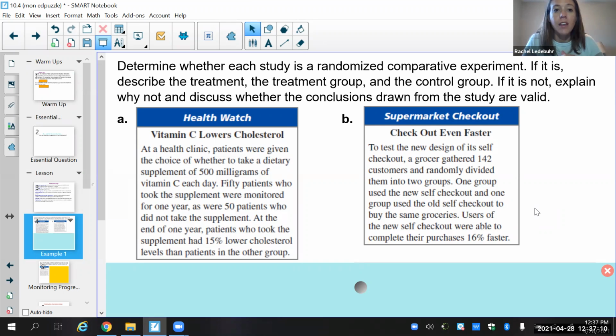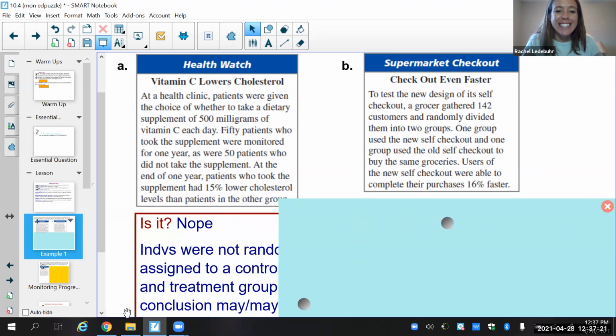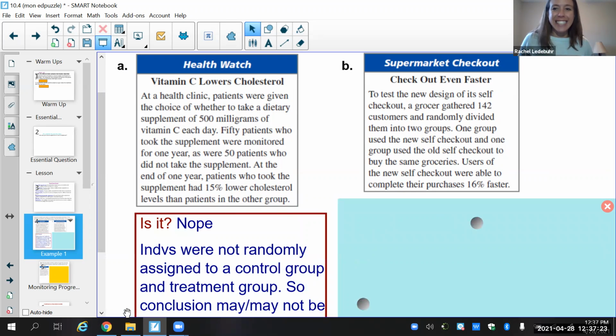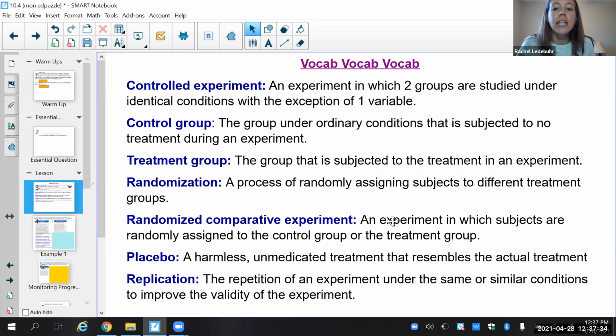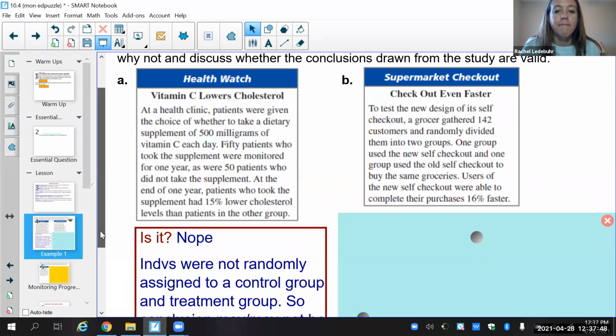Okay. So our first task was to determine: is this a randomized comparative experiment? Well, it is, in fact, not, because the individuals were not randomly assigned to a control group and treatment group. Remember that that's one of our requirements. If you look back at our definition, it is an experiment in which subjects are randomly assigned. Well, in this study, they were given the choice. They were not randomly assigned. So right away, I know that it's not a randomized comparative experiment, okay?